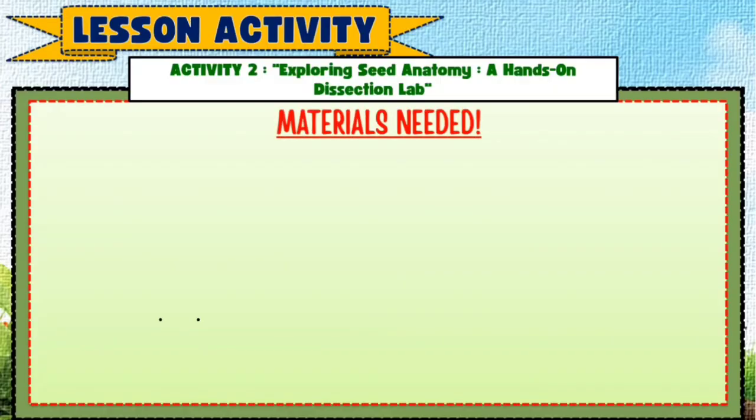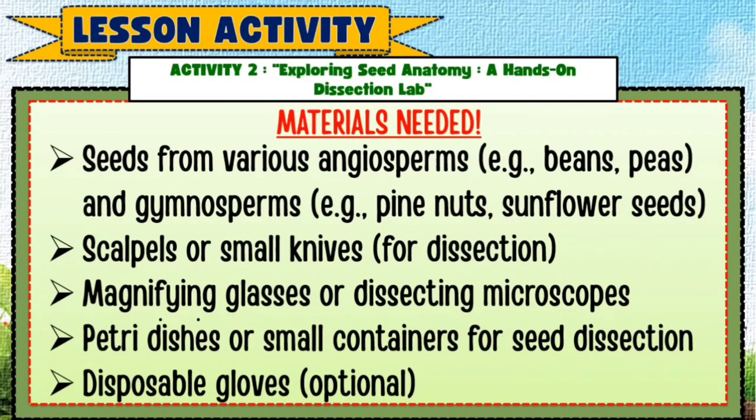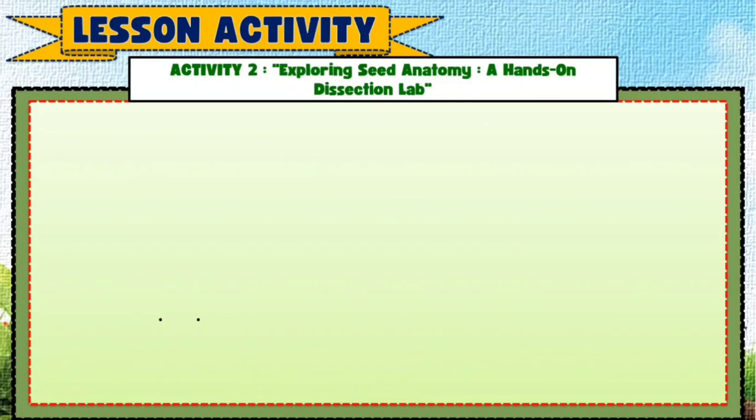Materials needed: seeds from various angiosperms, for example, beans, peas, and gymnosperms, for example, pine nuts, sunflower seeds. Scalpels or small knives for dissection. Next, magnifying glasses or dissecting microscopes. Next, petri dishes or small containers for seed dissection. Next, disposable gloves, that is optional.